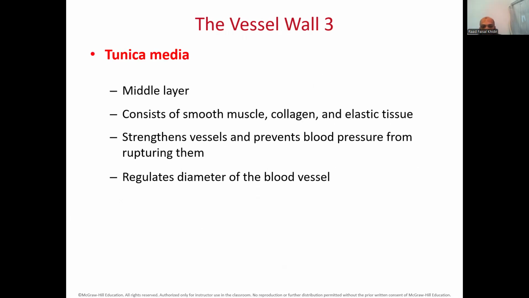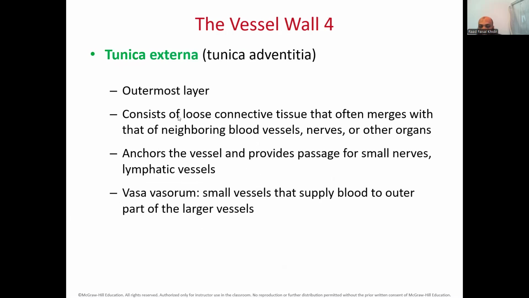The tunica media is the middle layer. It has the smooth muscle, the collagen, and the elastic tissue. The tunica externa is the outermost layer. It has loose connective tissue, and it provides the passage for the small veins. And please remember this, the vasa vasorum.